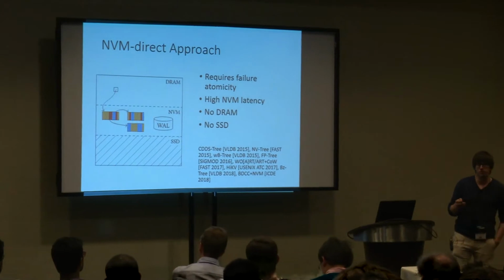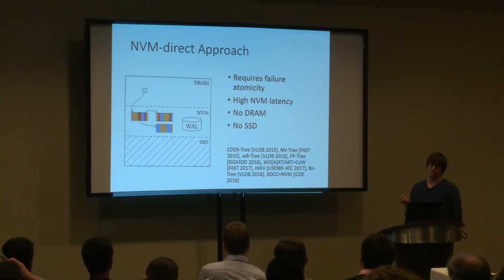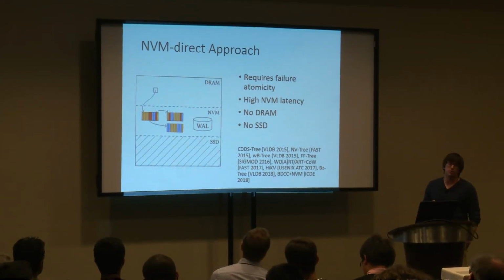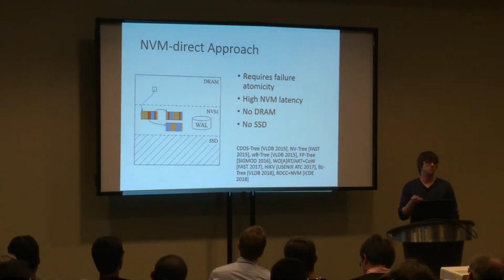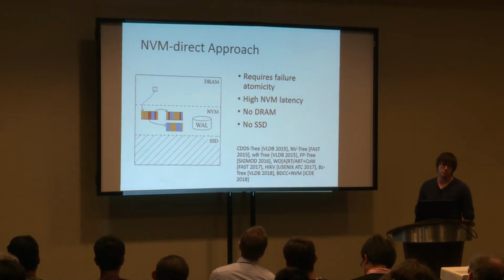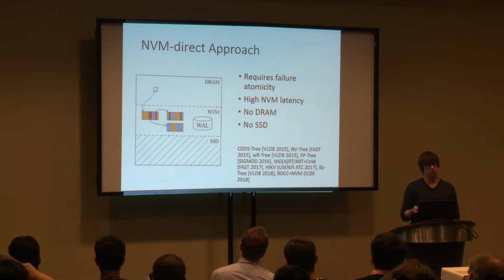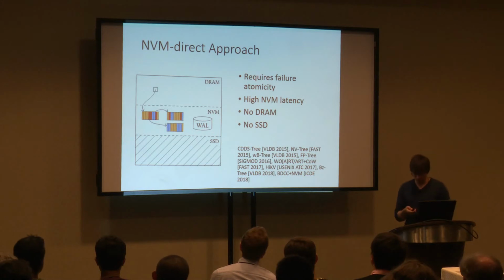Mainly the high non-volatile memory latency. So we have seen non-volatile memory is a lot slower to access compared to DRAM. So if we access a tuple, we immediately take a performance hit. In addition, this approach is not really cost efficient because we're not using the DRAM and we're not using SSDs. So we're not optimally using our system resources.